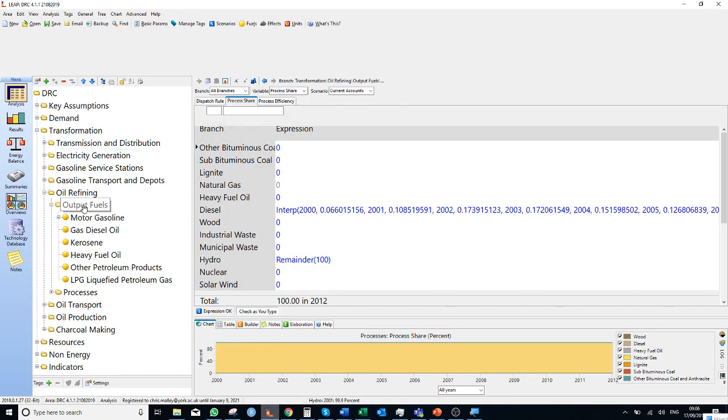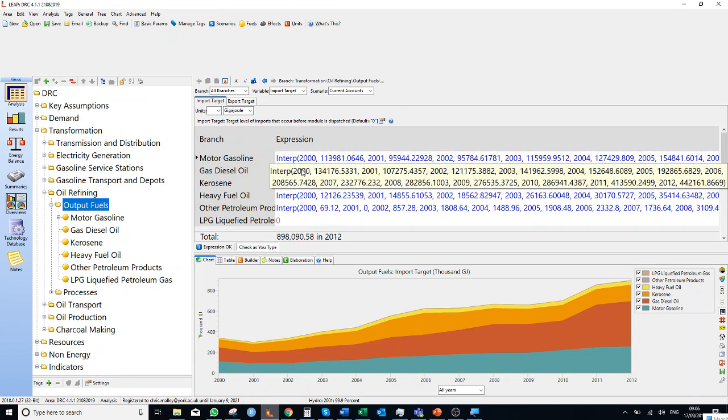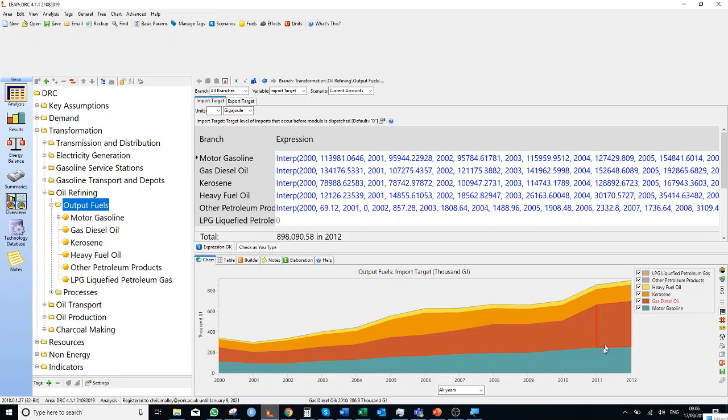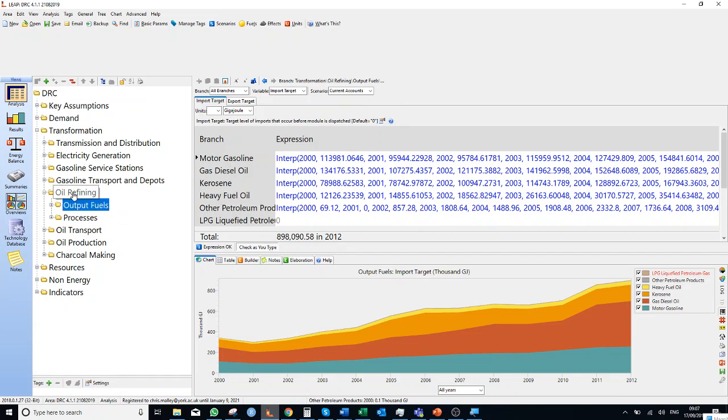So if we look at oil refining, for example, and our import target, we are now importing all of these different fuels: kerosene, diesel, motor gasoline. And that should allow us to determine accurately the emissions from oil and gas. I'm guessing you don't have an oil refinery in DRC, but I might be wrong about that. If not, then these imports should completely cover the consumption of gasoline and diesel, and therefore you should have no emissions associated with oil refining.